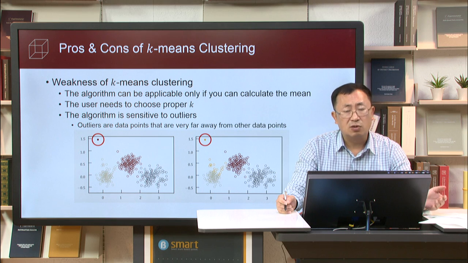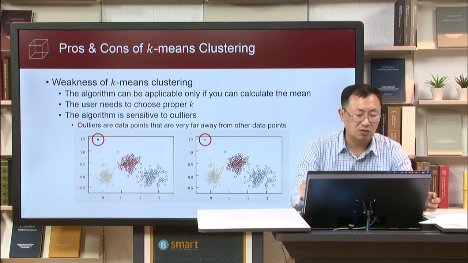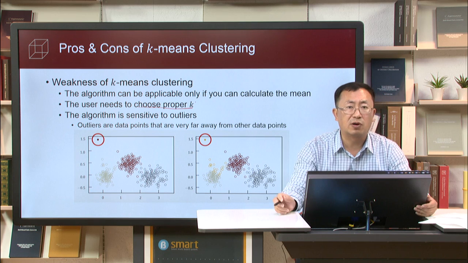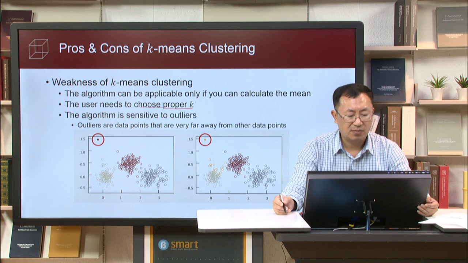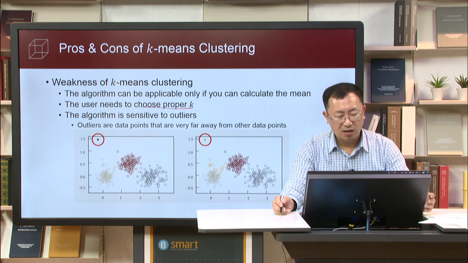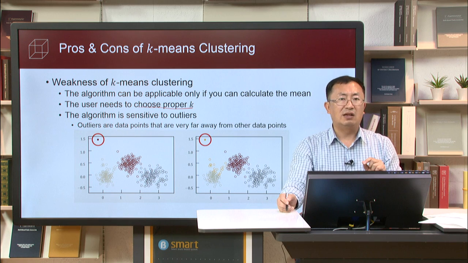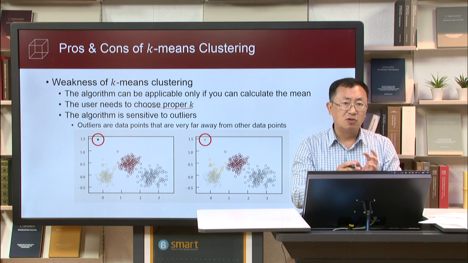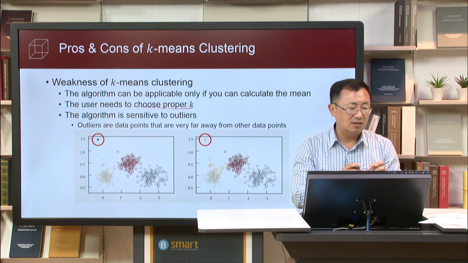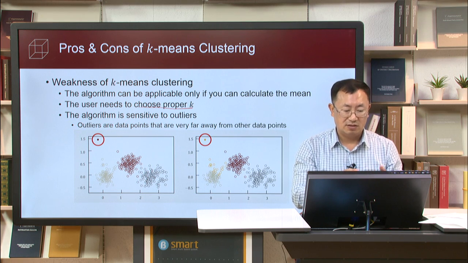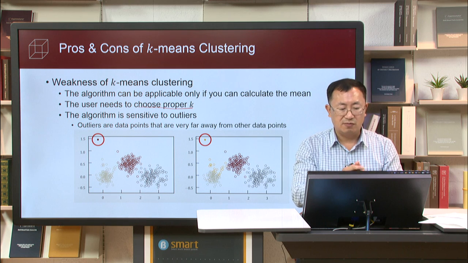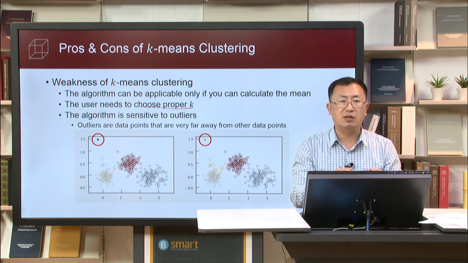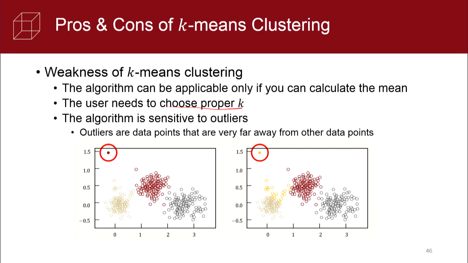Still, one of the weaknesses of the k-means algorithm is that you need to choose the proper number of clusters. And the algorithm is sensitive to outliers because, in statistics, the calculation of the mean is sensitive to outliers. Since the k-means algorithm also computes the average, it is also sensitive to outliers.